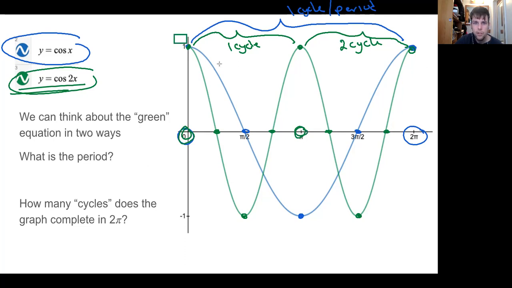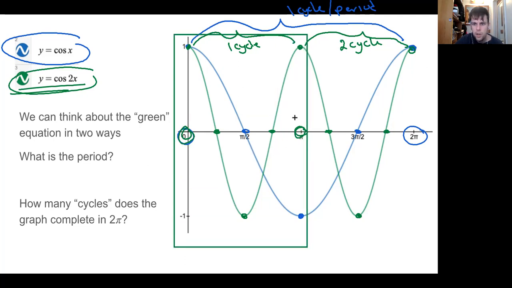I'm going to outline it in green so that hopefully we can see it. 0 to pi, 0 to pi. That's one cycle right there. So that's one way to think about it. The period is pi, or the cycle length is pi.